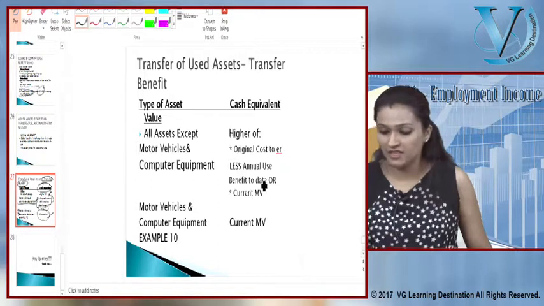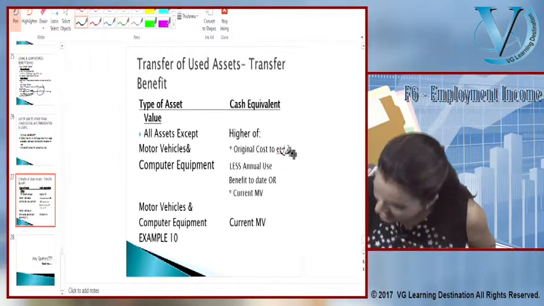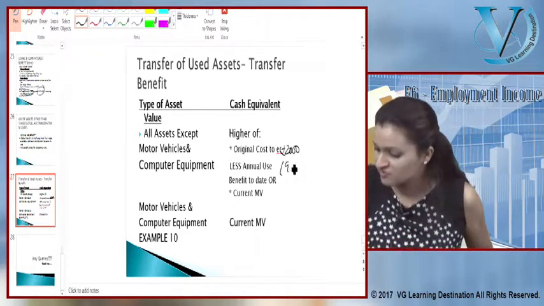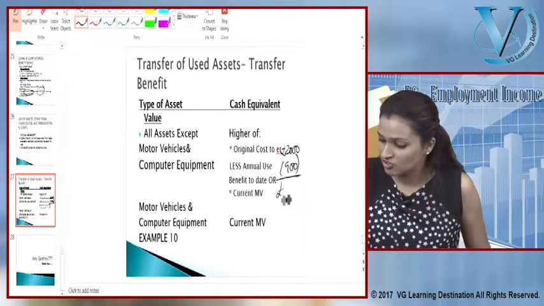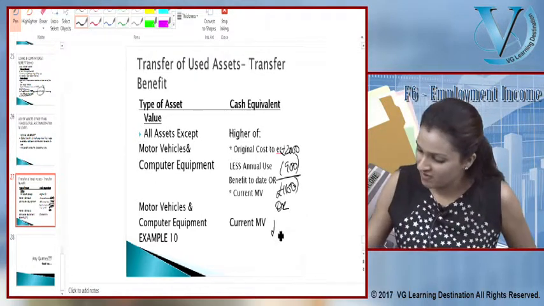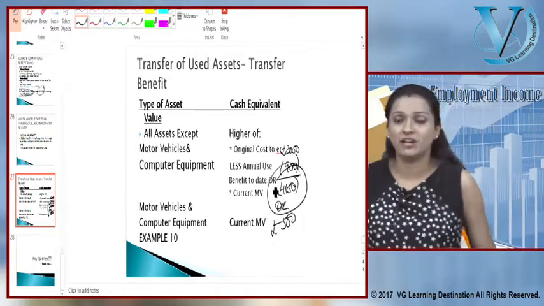So the hire: the original cost to the employer is £2,000. Less annual use benefit to date is how much? £900, which you've just calculated. Market value at transfer, or current market value, is how much? £500, given to us. Higher of the two, which you're going to use, is £1,100.